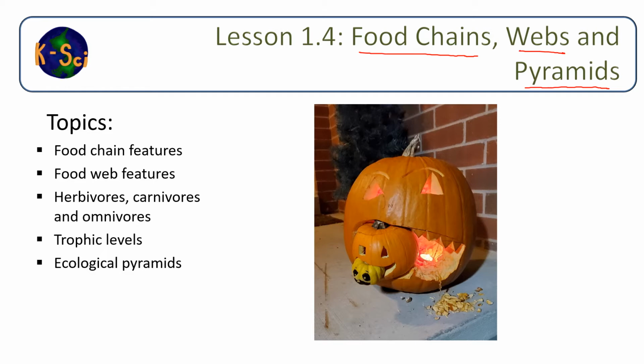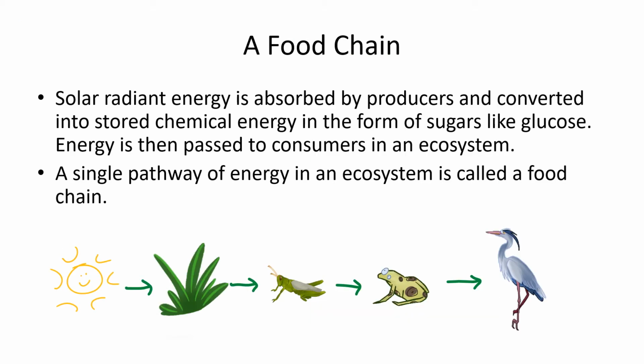So I found this really cool pumpkin carving that people made last Halloween when we were walking around our neighborhood. And you can see there's sort of a pattern here where one pumpkin is eating another pumpkin, which is eating another pumpkin, and that's more or less the pattern that we're going to use to look at all these relationships between organisms in an ecosystem. So we'll start off with the one that's probably the most familiar to you, the food chain.